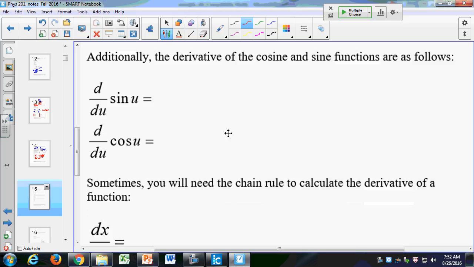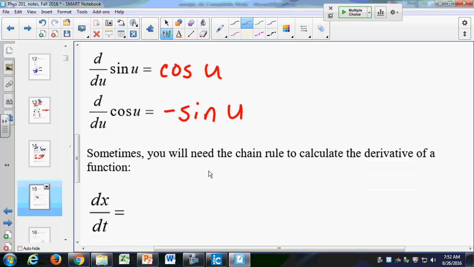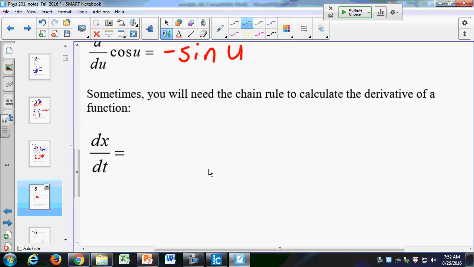Okay, we will see later in the semester some sine and cosine functions. We'll need to take their derivatives. Just sort of tuck it away right now. You don't need to know it for a little while. But the derivative of sine is cosine. The derivative of cosine is negative sine. And here u is used to represent some function or some variable. So those are derivatives of our trig functions, sine and cosine. We're not going to need them for a while, later in the semester.